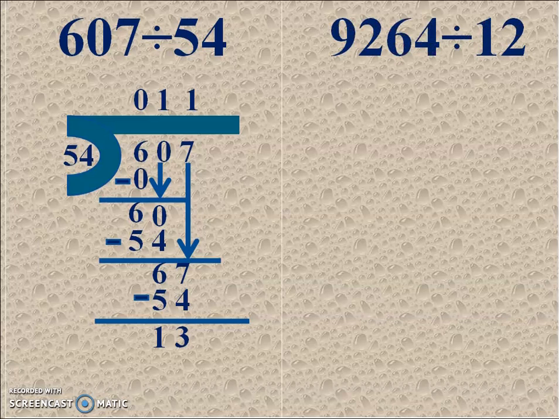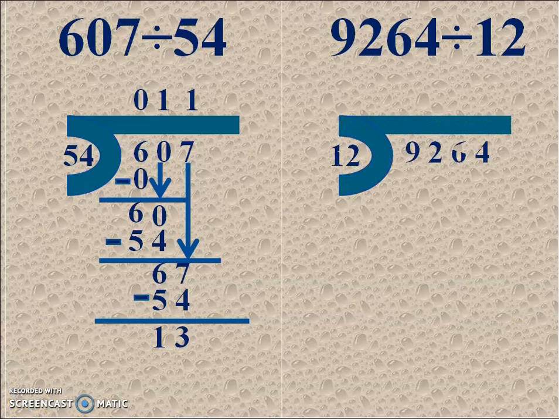Now the next example is 9264 divided by 12. Here we first change its format by writing divisor and dividend in its correct places. Here again we see that 9 is smaller than 12, which is not divisible, so we divide by 0. 12 zeros are 0. 9 minus 0 gives us 9.